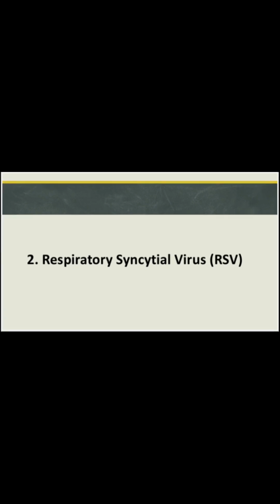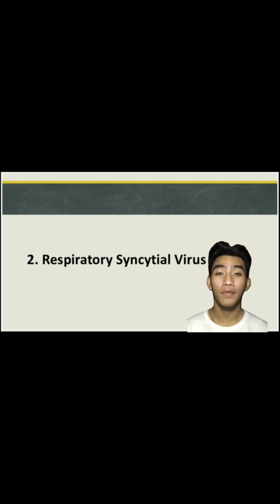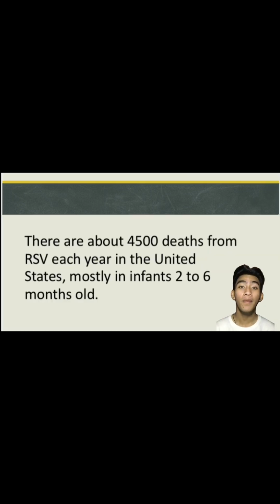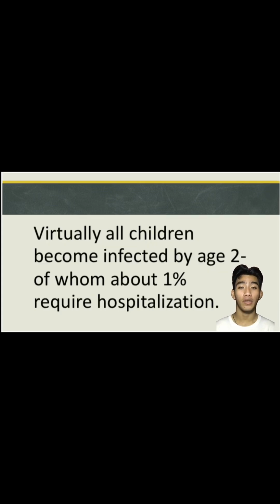Next is the respiratory syncytial virus. Respiratory syncytial virus, or RSV, is probably the most common cause of viral respiratory disease in infants. Actually, there are about 4,500 deaths from RSV each year in the United States, mostly in infants 2 to 6 months old. It can also cause a life-threatening pneumonia in older adults, where it is easily misdiagnosed as influenza. Epidemics occur during the winter and early spring. Virtually all children become infected by age 2, of whom about 1% require hospitalization.